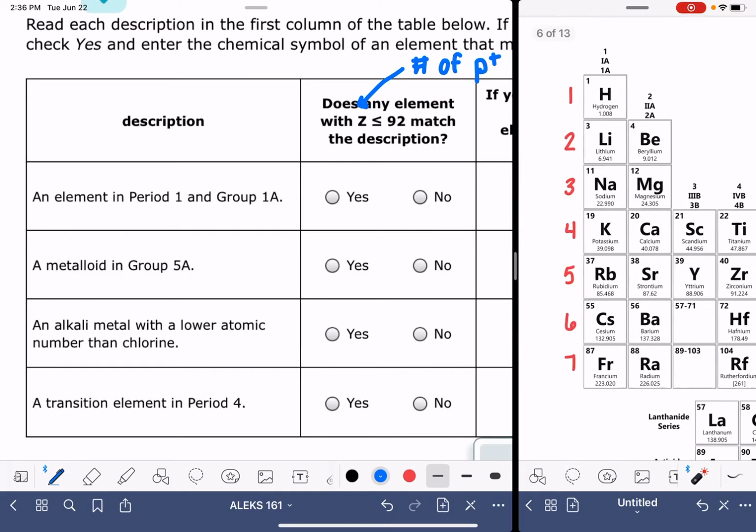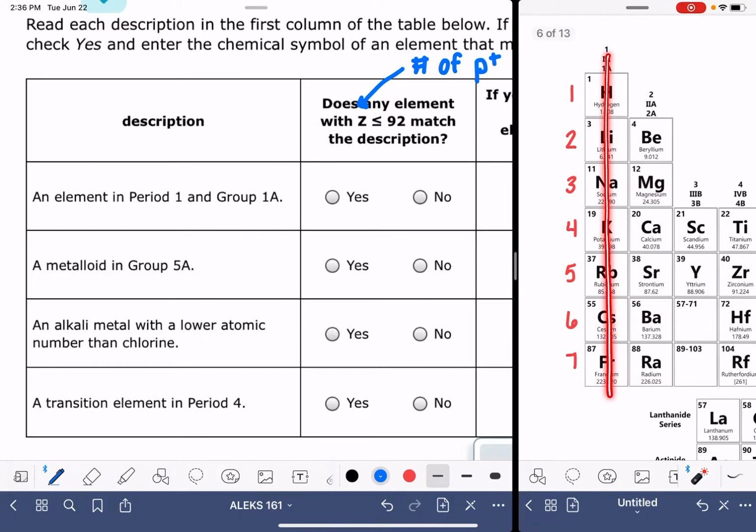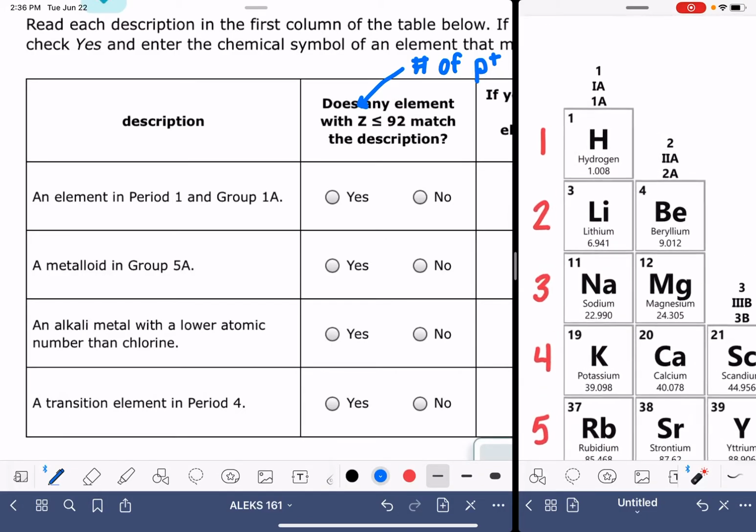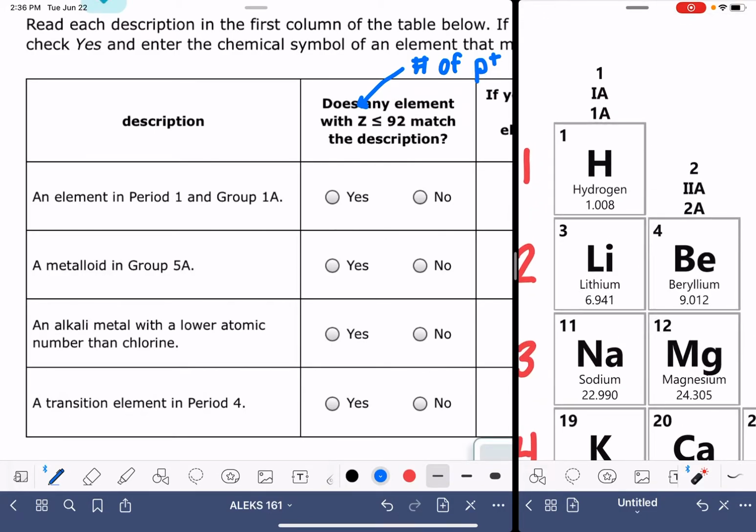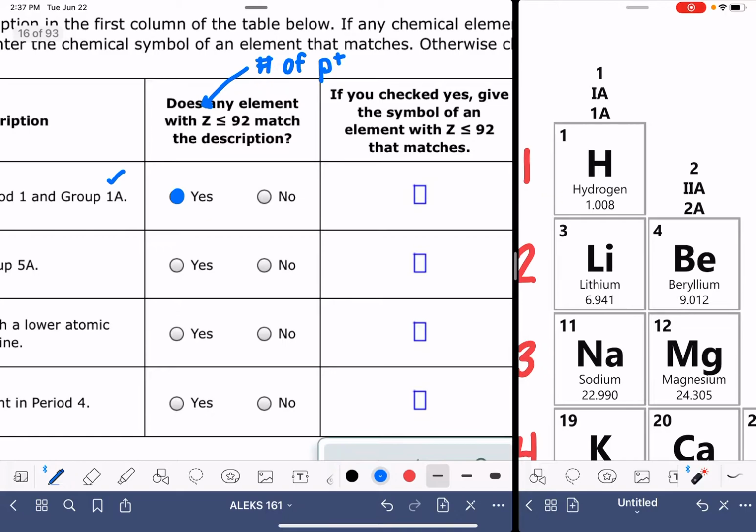The groups are the vertical columns on the periodic table, and these are typically numbered on periodic tables. There are 2 different numbering systems. One uses Roman numerals and a letter, or a number and a letter, and that's what ALEKS uses as well. So this is referring to group 1A. Do we have an element that is in period 1 and group 1A? Yes, we do. So we're going to say yes to that, and the symbol for that element is hydrogen.